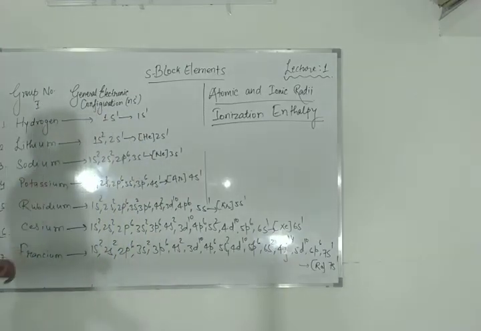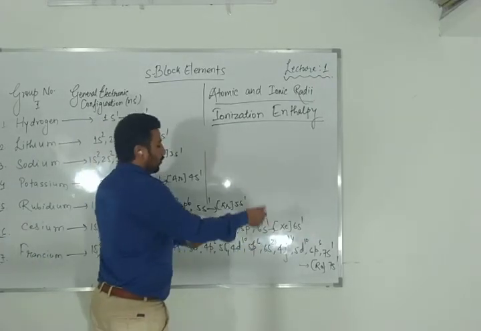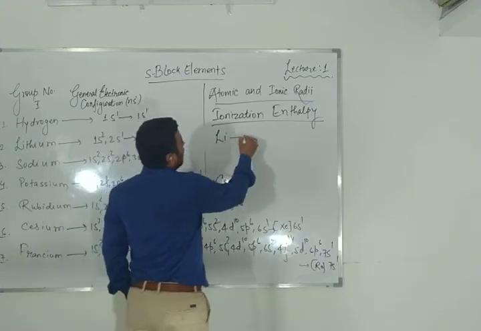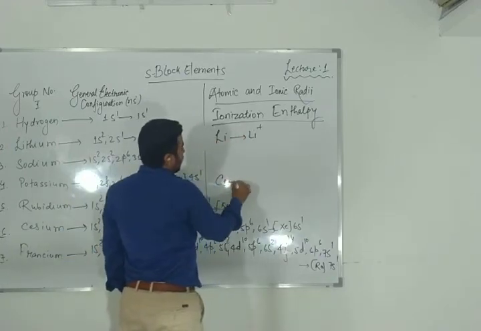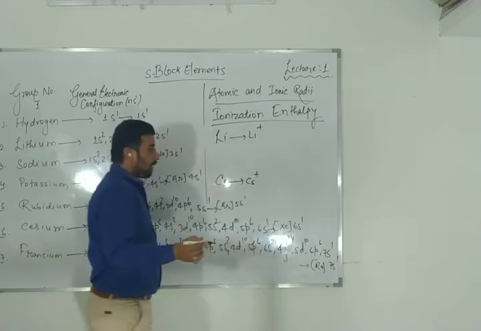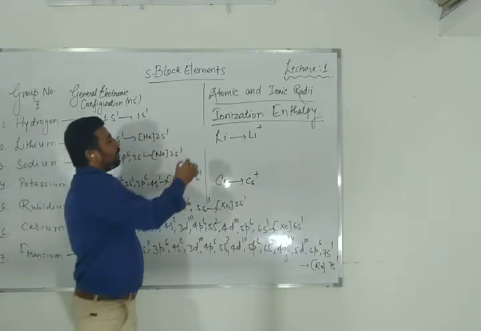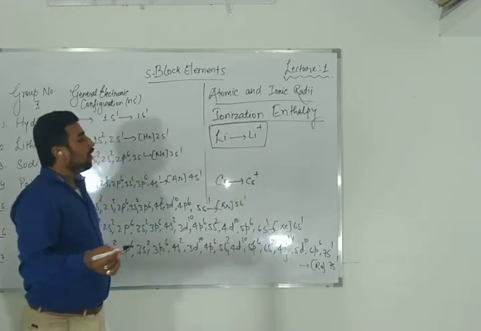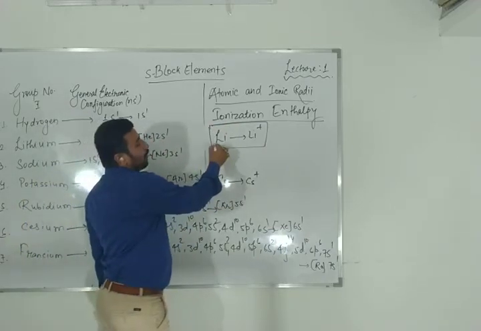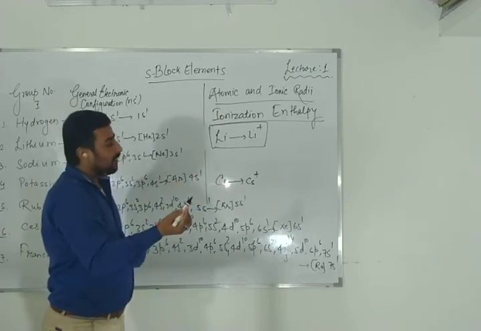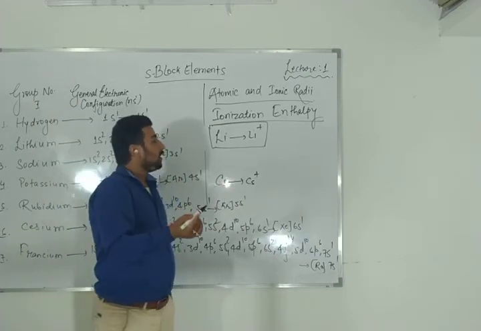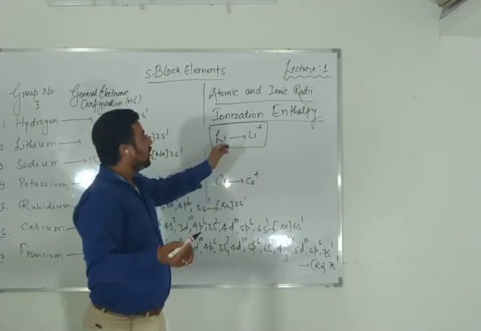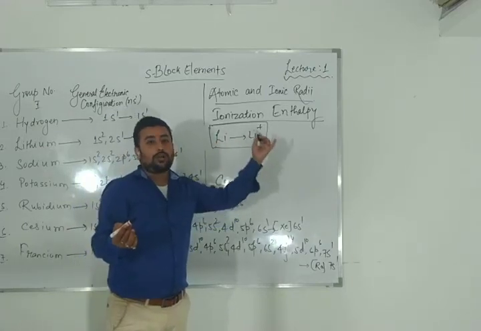Now the question is, from lithium to cesium, if I remove one electron from lithium, it will become lithium plus. If I remove one electron from cesium, it will become cesium plus. You know very well how these things are done, as we have discussed in the thermodynamics chapter also. First of all, this element will convert into the gaseous state, and after that, from the gaseous state, to remove one electron we require some energy. That energy is called ionization enthalpy.